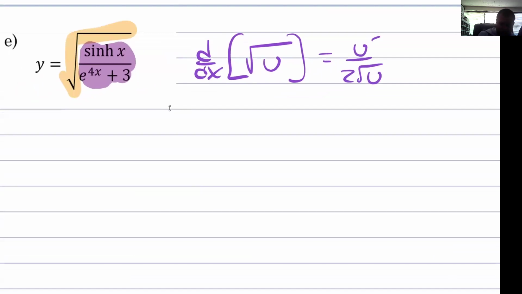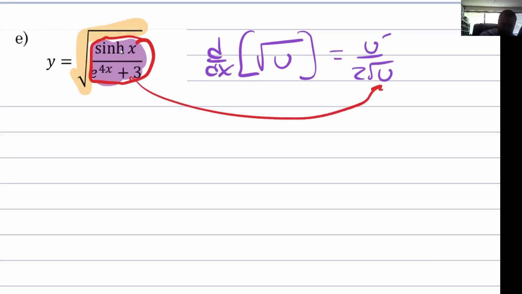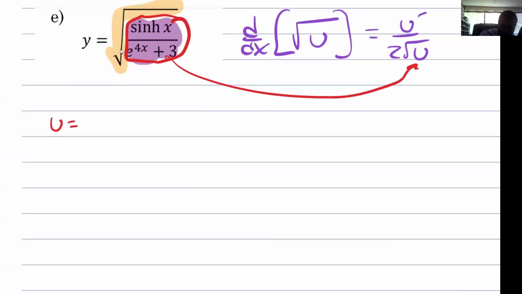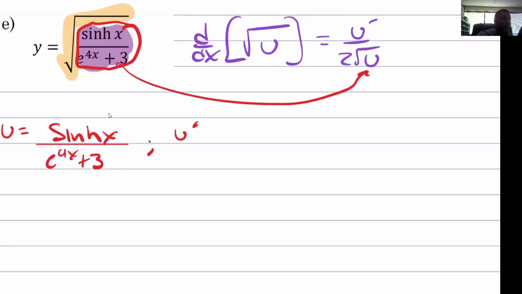All right, so this is my u, so that's going to go right into my denominator, but I need to take a derivative of this thing. So let me do that. I got the sinh of x over e to the 4x plus 3. When I take the derivative of this, I have to use a quotient rule, right? I got a function of x over a function of x.